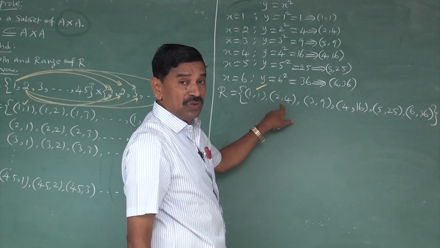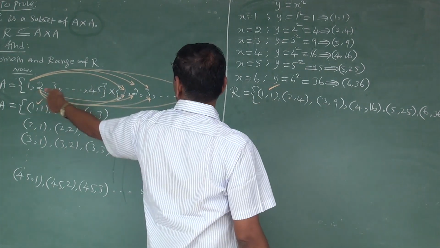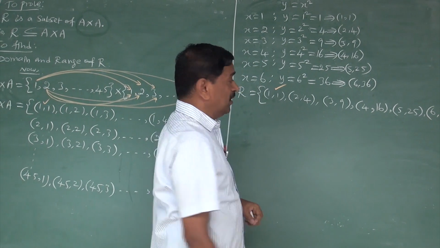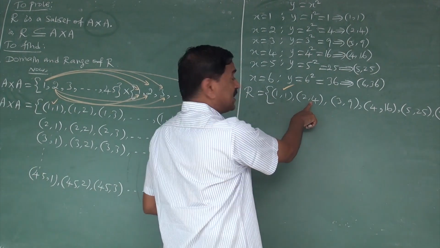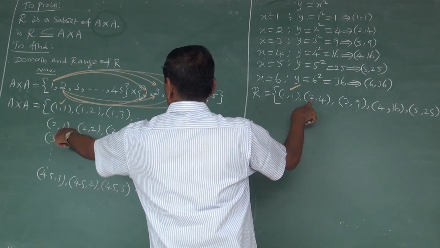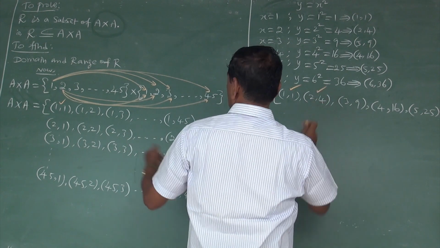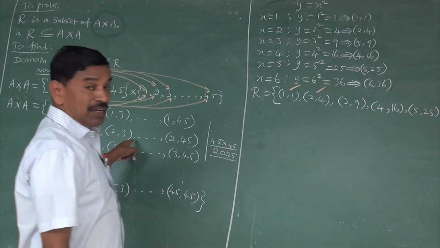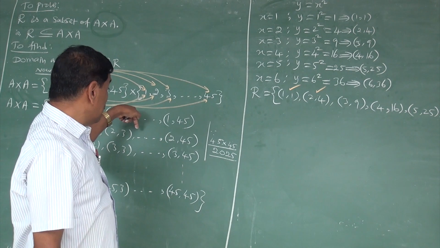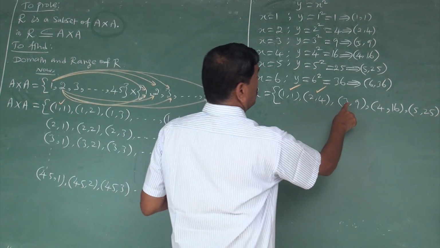Next 2 comma 4. Whether 2 comma 4 belongs to A cross A or not? Verify. Yes, 2 comma 4. Where does it lie? Very good. First element 2, so here 2 comma 1, 2 comma 2, 2 comma 3, 2 comma 4. Yes, 2 comma 4 is available. There is no place to write 2 comma 4 here, but that 2 comma 4 is hiding. That is available.